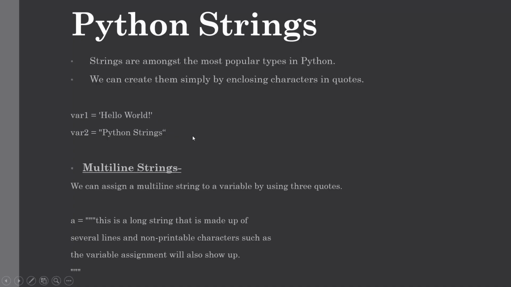The next topic is multi-line strings. We can assign a multi-line string to a variable by using three quotes. We can use 3 single quotes or 3 double quotes as given in this example. Let me show you how to create multi-line strings with some simple exercise.